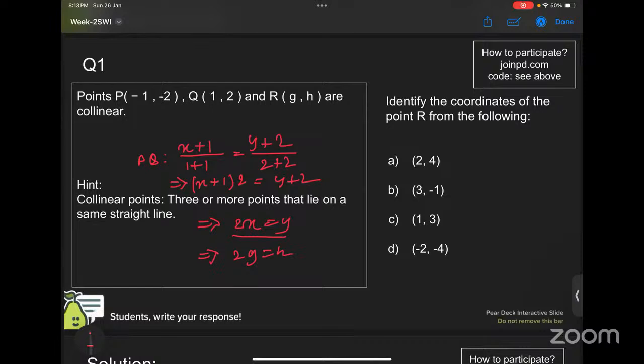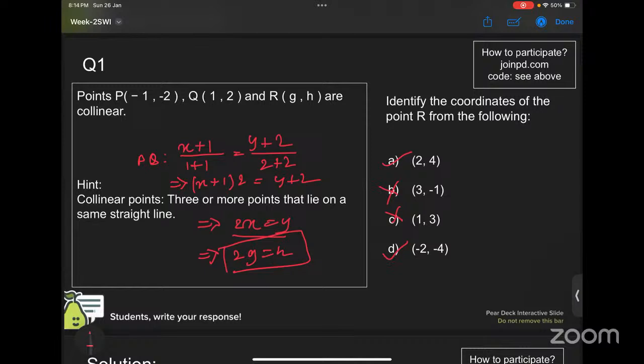Now we can check the points which are satisfying this condition. Immediately we can say that this is a possibility for the point R, right? If I take option A, it will satisfy the condition. Again, option D will satisfy the condition. But B and C will not satisfy the condition. So A and D are the correct answers. So you are correct. Okay, any doubt?